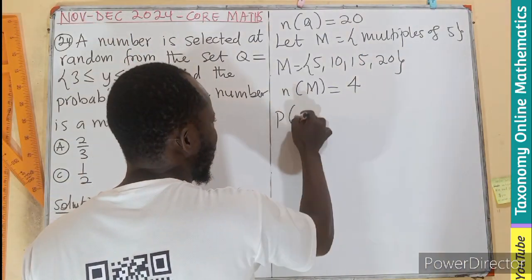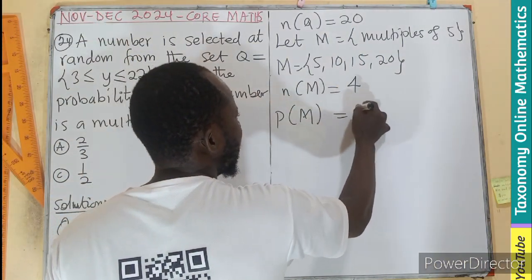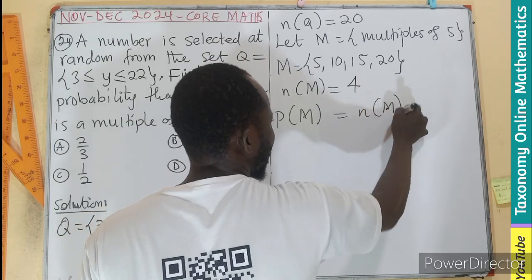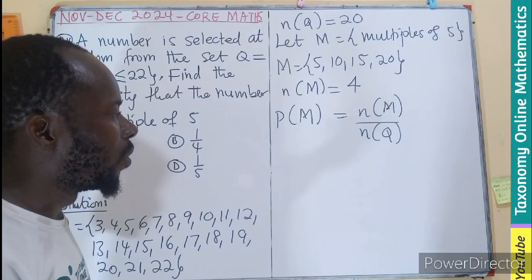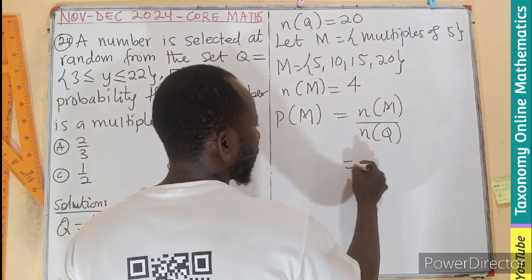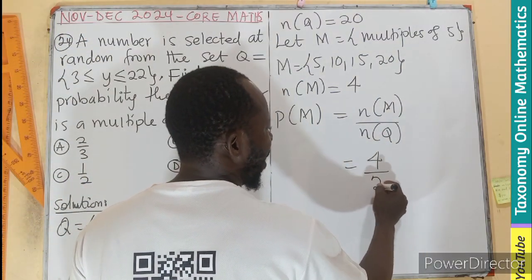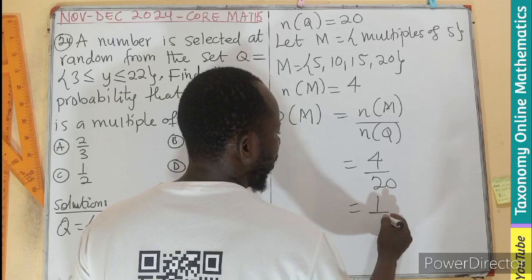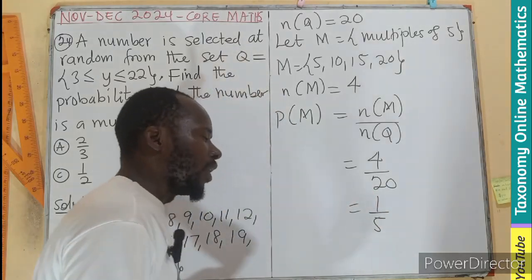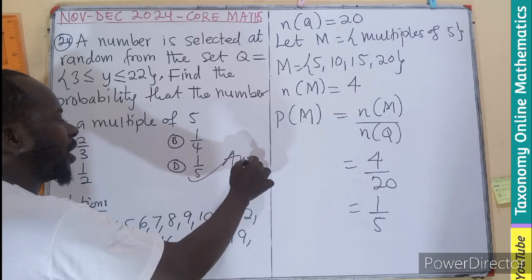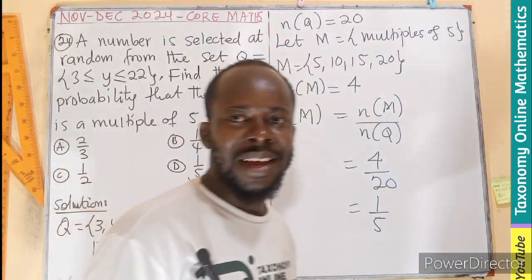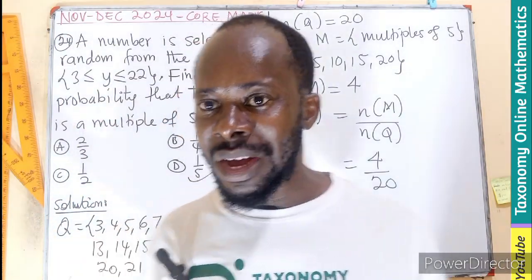So the probability of the event equals the number in the event divided by the number in the sample space. So by substitution, I have 4 divided by 20, and 4 goes into each of them, 1 and 5 times, so this is 1/5. This will be option D on the question paper. I guess you get the concept.